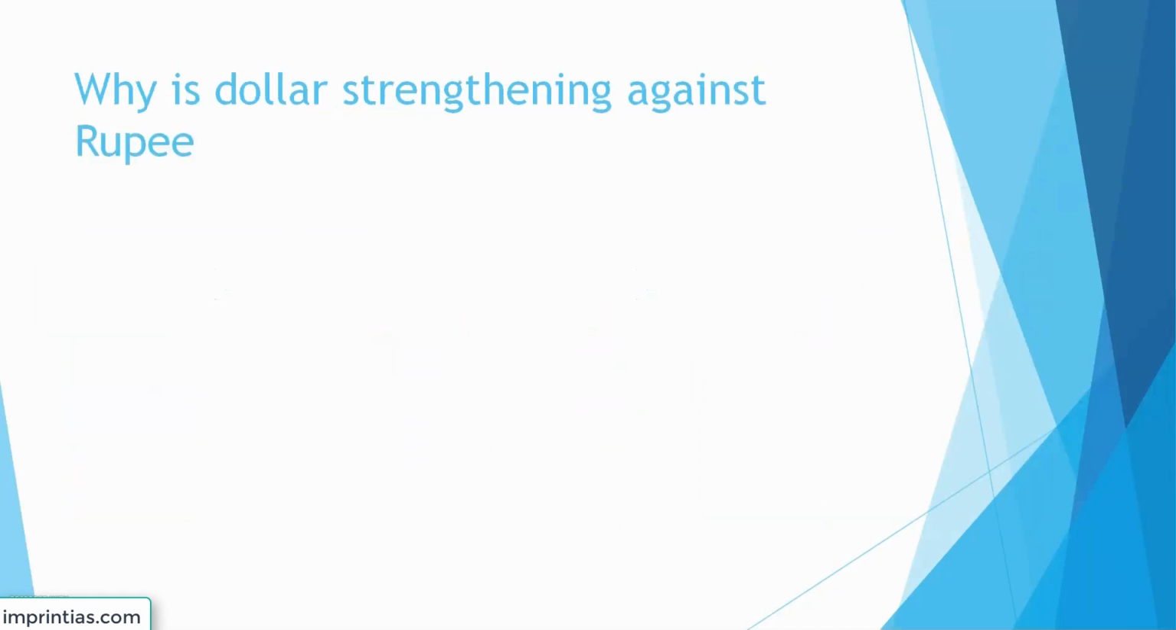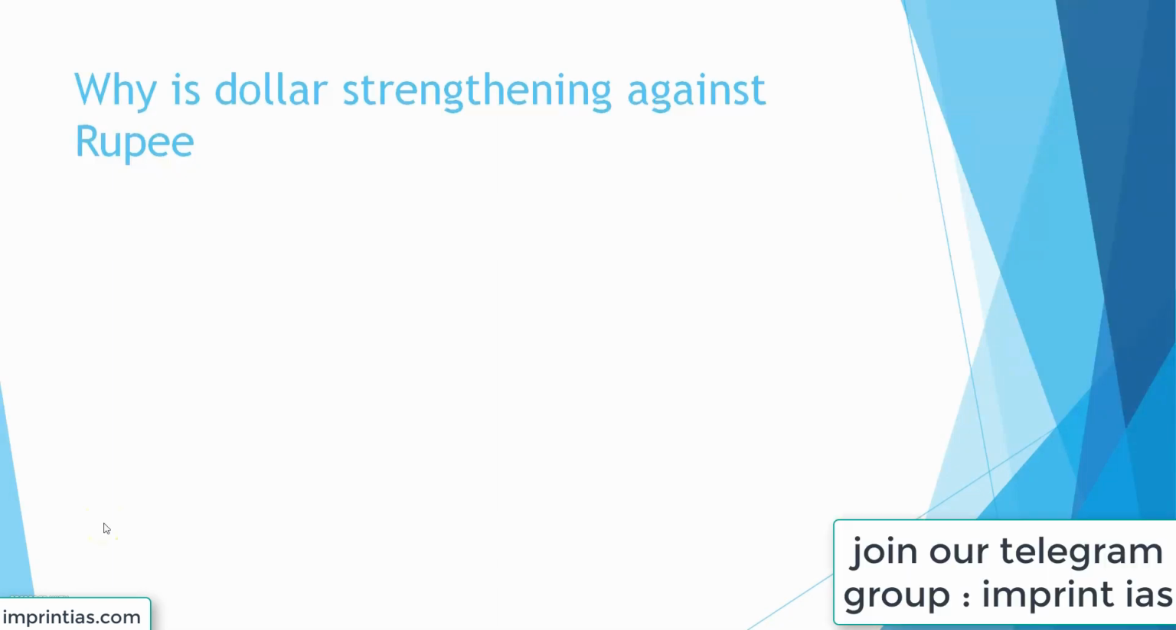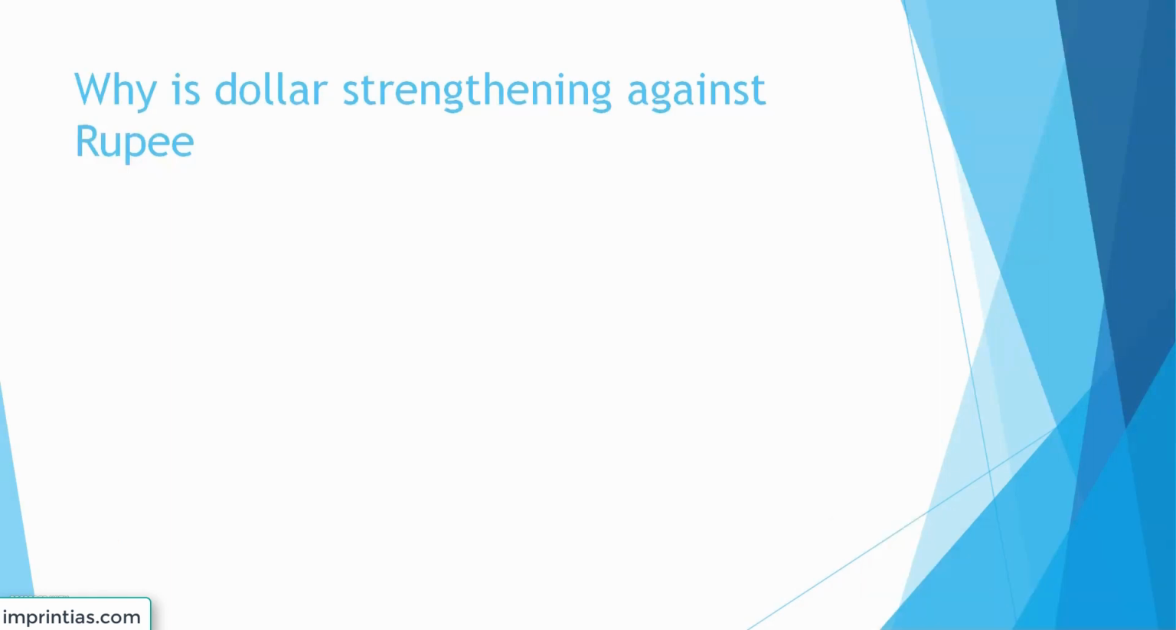Now, coming to the point of why the dollar is strengthening against the rupee, which is actually the million-dollar question that people have been asking across, that what is happening to the dollar. I will be addressing it in another 1 or 2 slides. So there are multiple reasons why the dollar is strengthening against the rupee. Some of them are intrinsic to the Indian economy, but most of them are actually external factors.